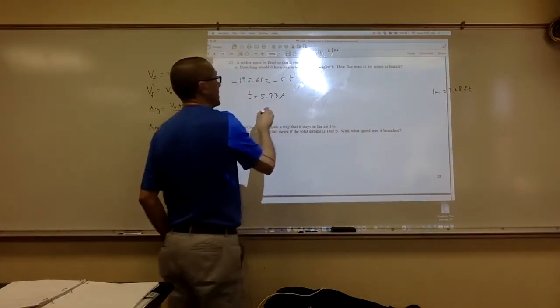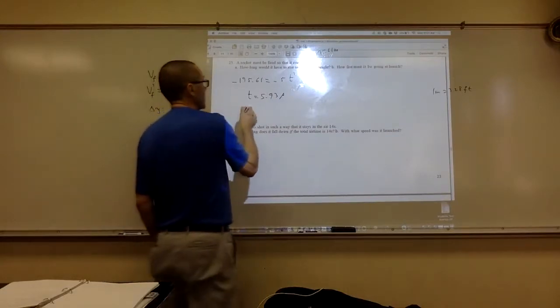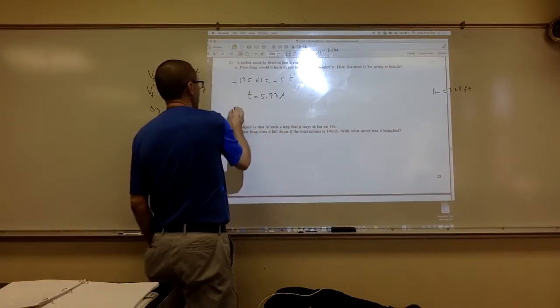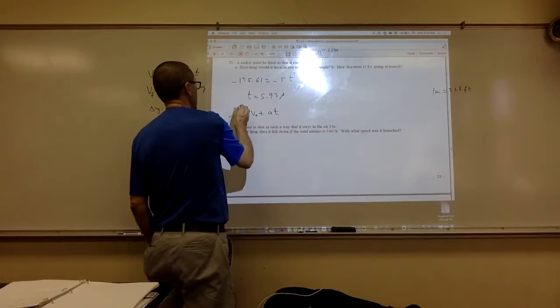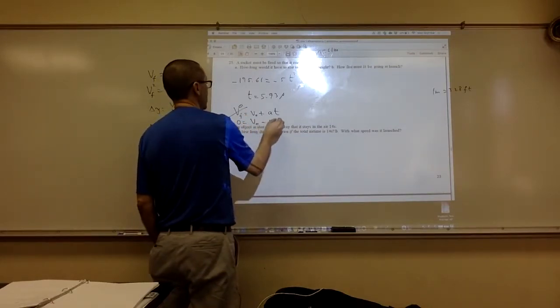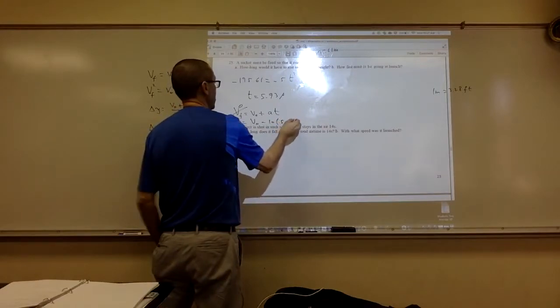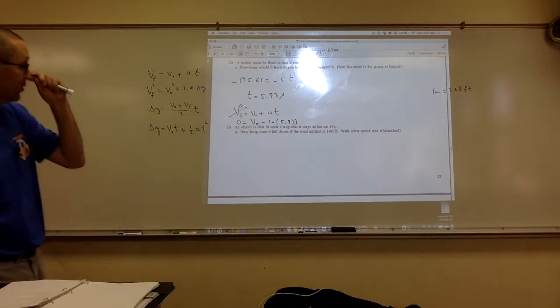5.93 seconds. How fast must it be going? It should be 59.3, just conceptually, but we can do the math. Now the final velocity is 0. So we don't know the initial velocity. And the math should give us 59.3 meters per second for the initial velocity.